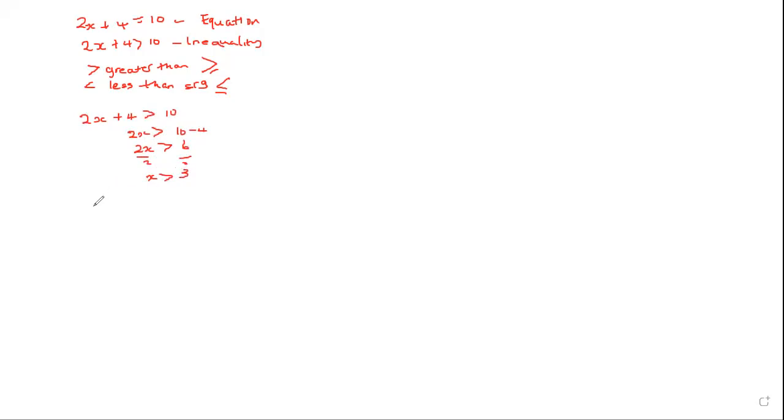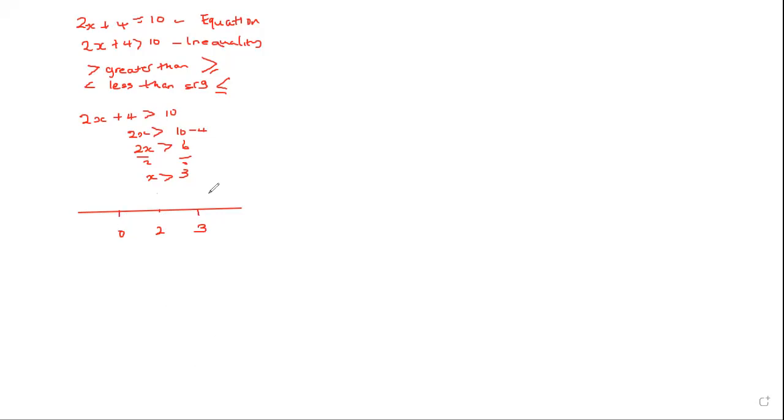We are supposed to represent this on a number line. So you need to draw a number line to represent your solution. Let's say we have our number line like this. Usually it's numbered from 0, so we need to indicate our 0 there. Let's say this is our 2, and then this is our 3.